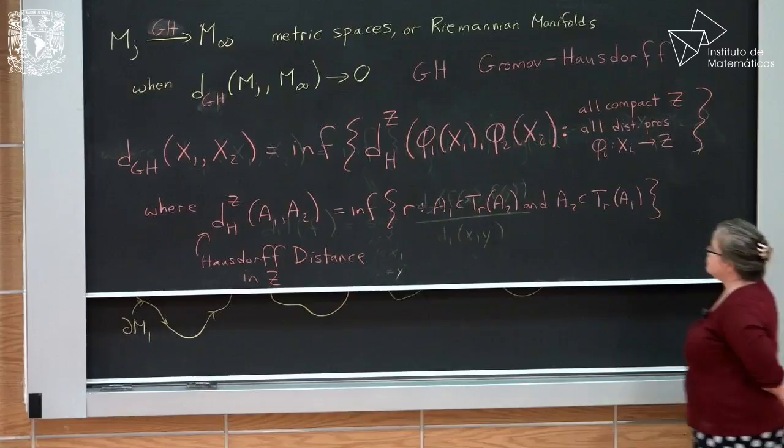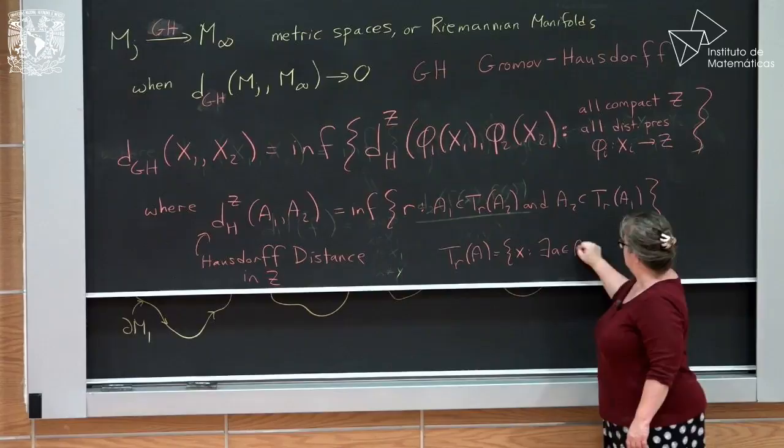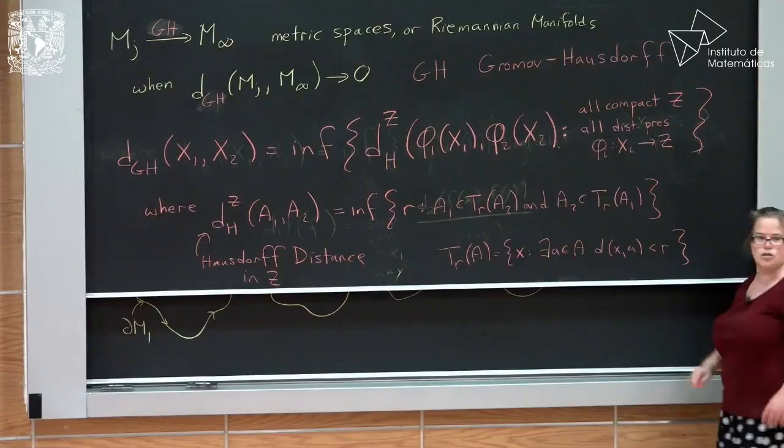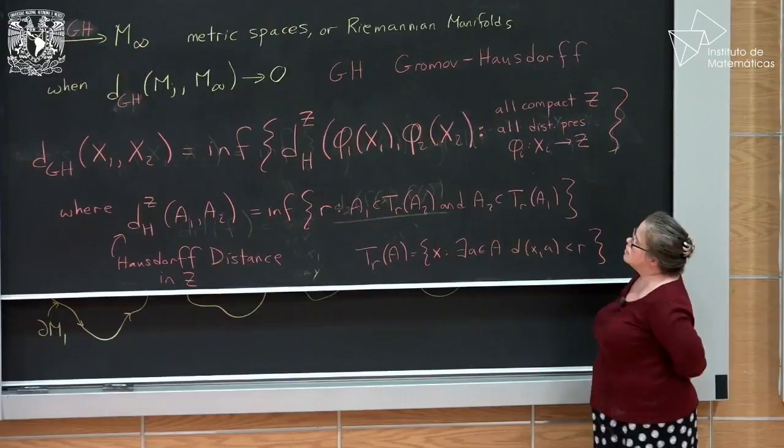Tubular neighborhood of radius R about A is all the points X such that there exists a point a in A with the distance from X to a less than R. Okay, so it's a tubular neighborhood around the set. And distance preserving means if you have two points here, the distance afterwards is the same as the distance before. So this is the Gromov-Hausdorff distance.